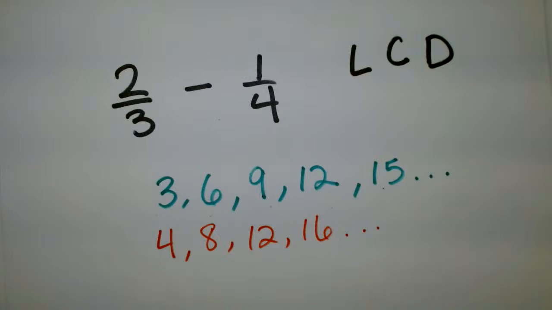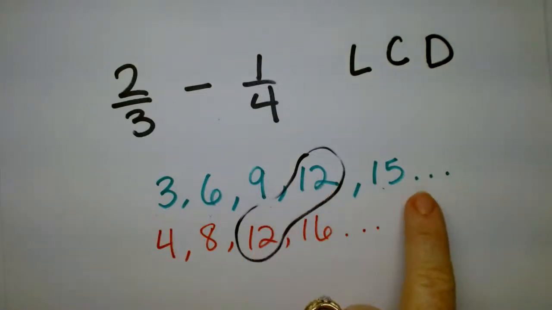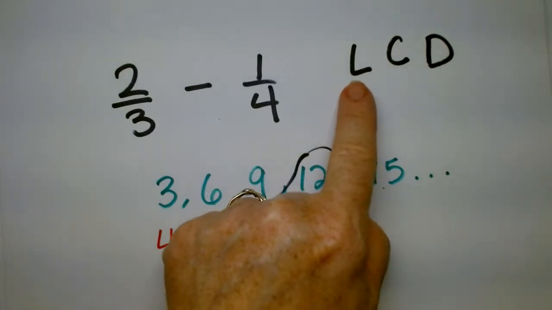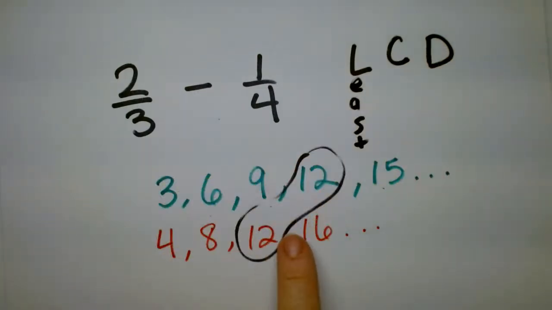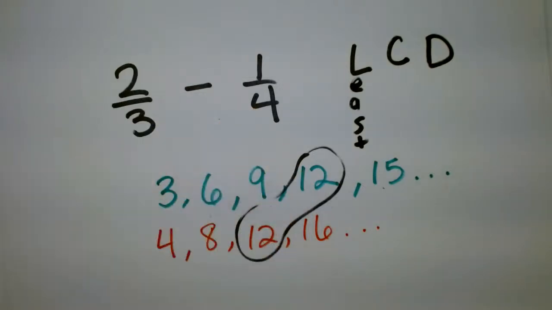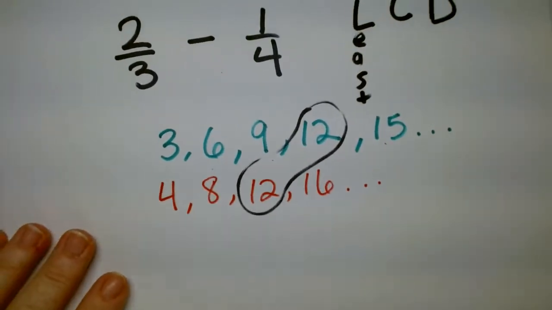Do you see any that match? Yeah, which ones match? Okay, the 12. All right, so what does that mean? That means that the 12 is the smallest number. There are more out here, actually. Eventually you get to a 24, and 4 also has a 24. But we're looking for the least one. L is for least, L-E-A-S-T, least common denominator. So we're looking for the one that's common to both that is the smallest, the first one that pops up. So 3 goes into 12, 4 goes into 12. That's what we want.